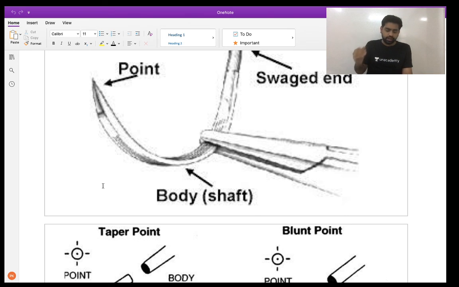This is important. Why is it important? Because if you hold it more anterior or more posterior, it will be difficult for you to take the suture and the needle can bend. So these are the two reasons why you hold it at 2/3 and 1/3 distance. Please understand this.